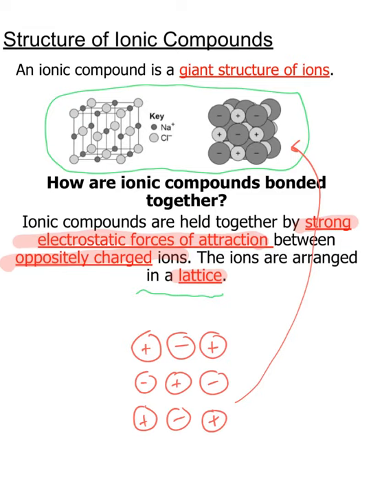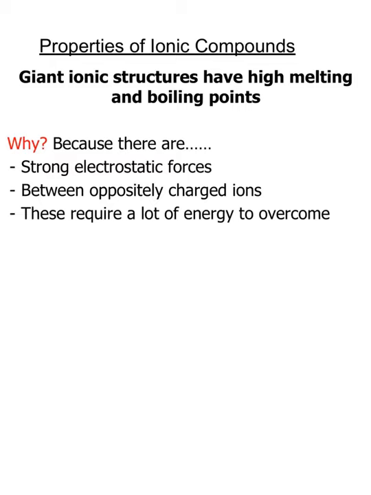Now, the bonding that we looked at on the first slide and the structure that we're looking at on this slide, we can use both of those to start talking about the properties. The first properties are high melting and high boiling points, i.e. how much temperature is needed to melt them and to boil them. Ionic compounds have very high melting points and boiling points, and the reason is that they have strong electrostatic forces between oppositely charged ions, and these require a lot of energy to overcome. Notice the word overcome here.